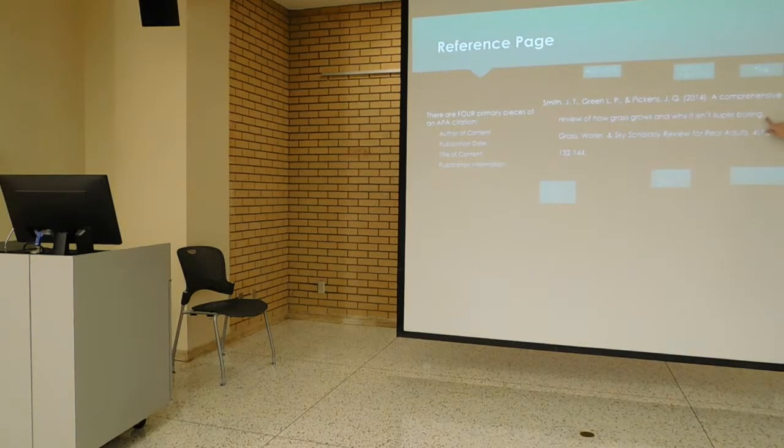So after that, we're going to put a period after the title, and then we're going to give the publication information. So it's hard to tell on Google Slides, but Grass, Water, and Sky Scholarly Review for Real Adults should be in italics, because that's the journal title. So we put the journal title in italics. Right after that, we have this number and then the parenthetical number next to it. So again, it's hard to tell, but this first number is also in italics, and that is our volume number.